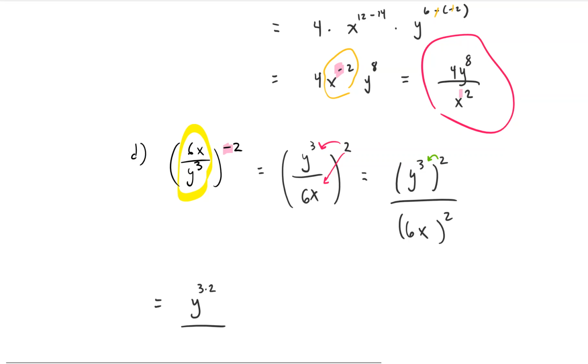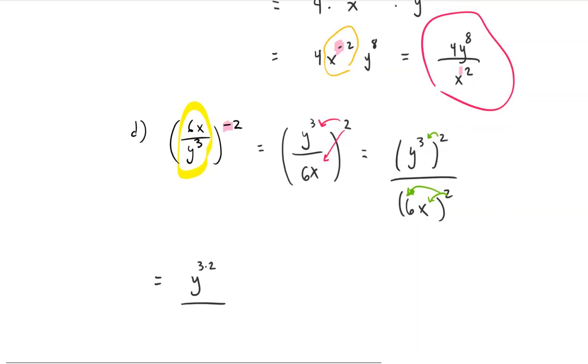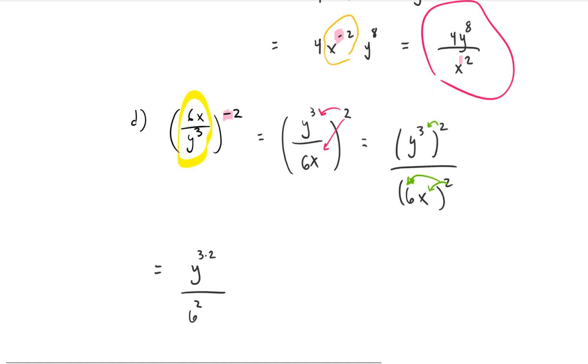In the bottom, we raise the 6 to the 2 and we raise the x to the 2. It's probably a better way to say it than how I started to say that. So we have 6 squared x squared. One more step and I think we'll have it. 3 times 2 is 6, and 6 squared is 36, and then we have the x squared. We can't simplify anything, so we're done.